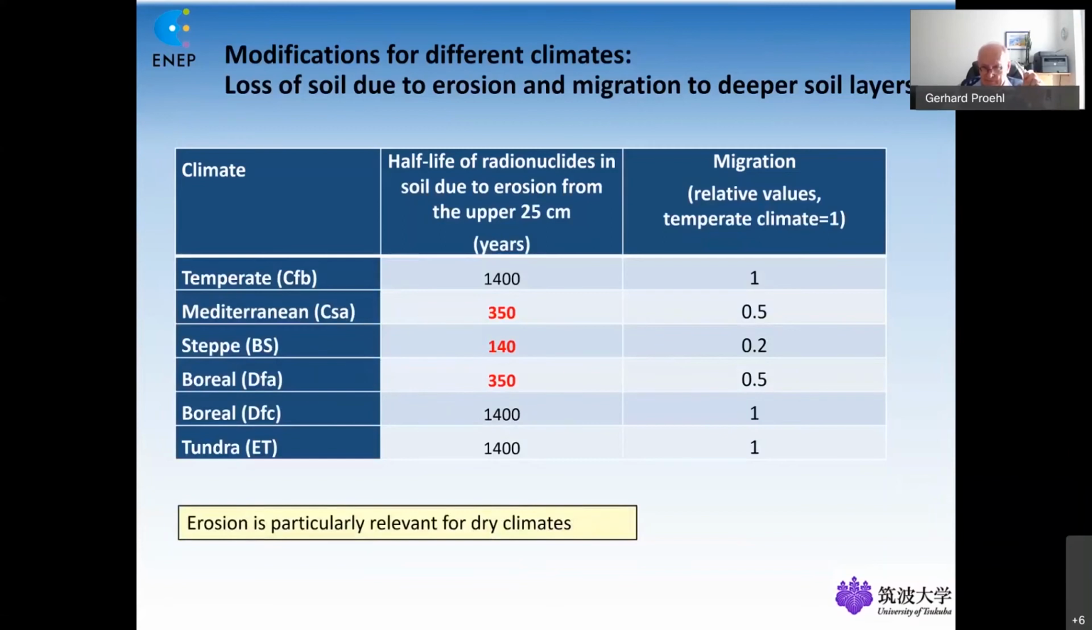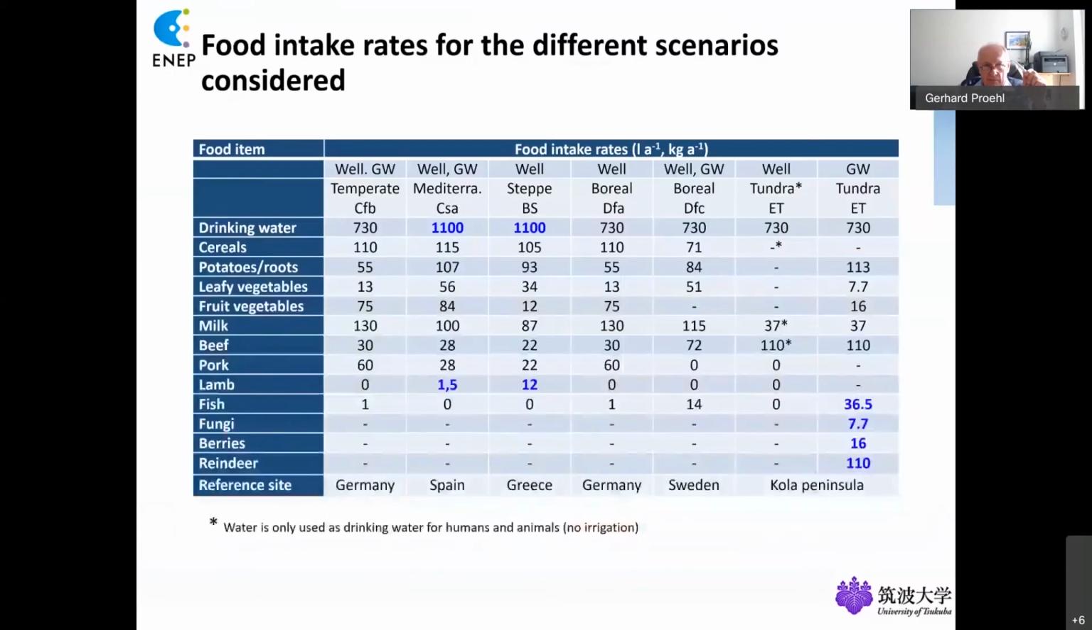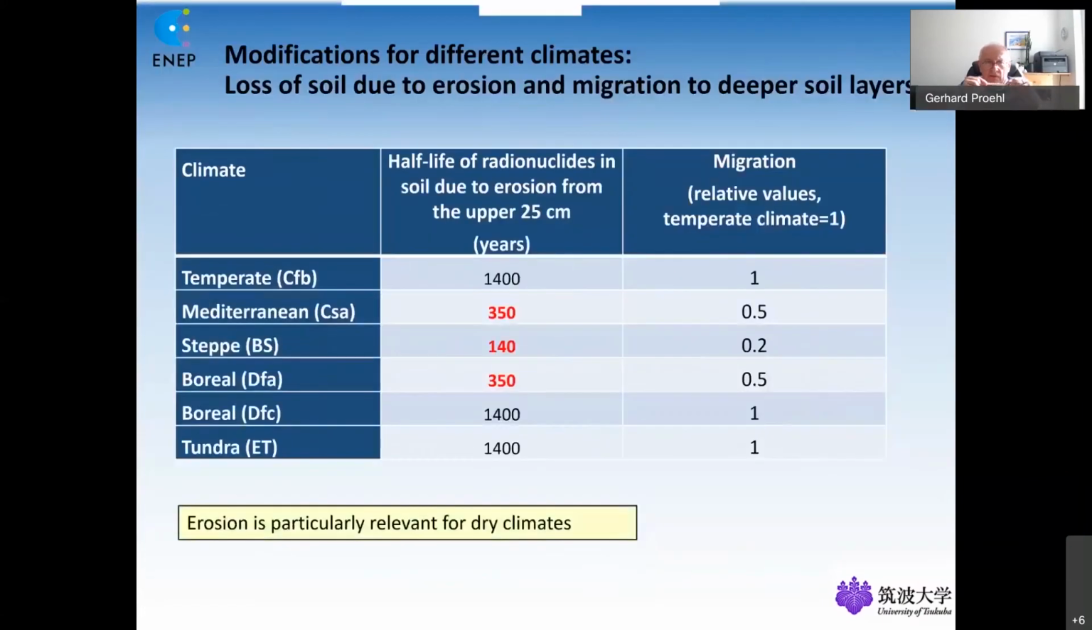Okay. So here again, we consider some modification for different climates. First is for erosion. Secondly is for migration.